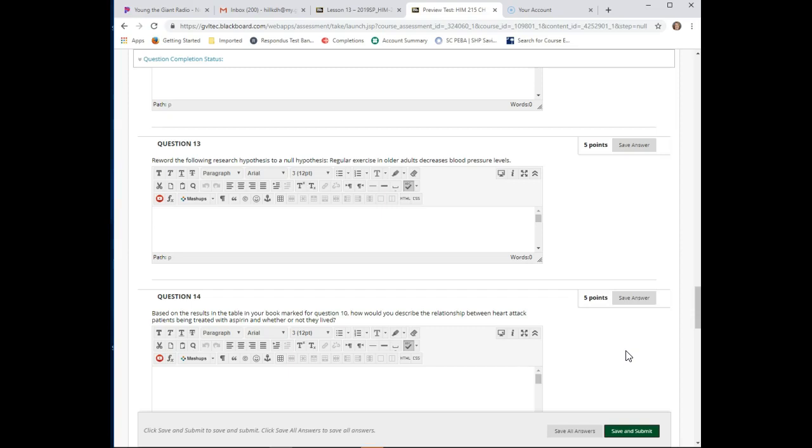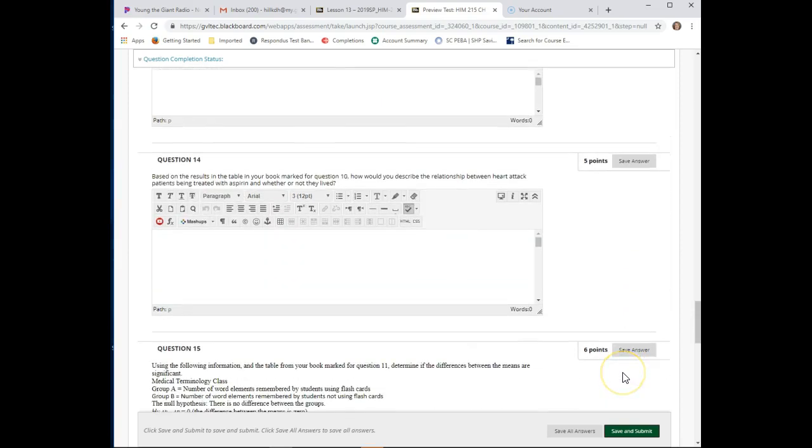All right. So question 14 on the review and question 10 in your book. Based on the results below, and this is in your book, so keep that in mind, how would you describe the relationship between heart attack patients being treated with aspirin and whether or not they lived? So you see that in the book on page 319, the bottom of the page, male patients who lived, male heart attack patients treated with aspirin, and then male patients who did not live.